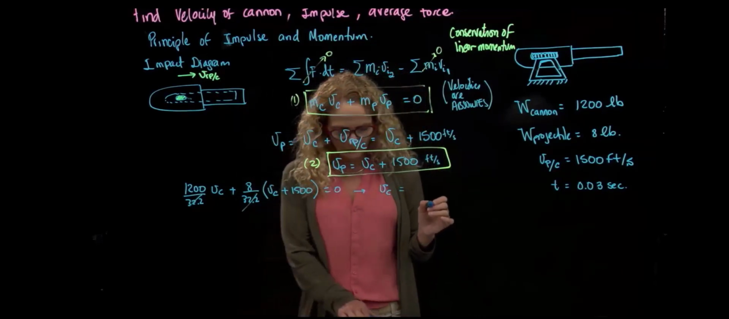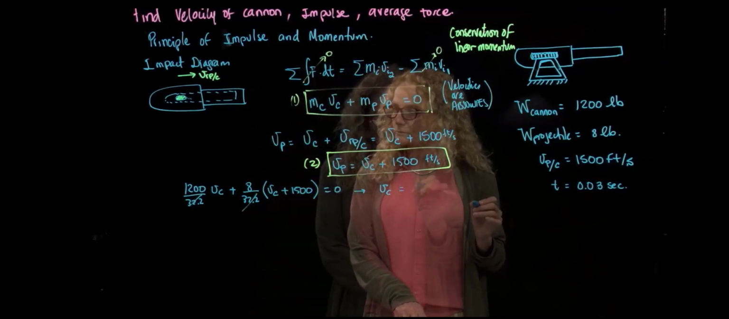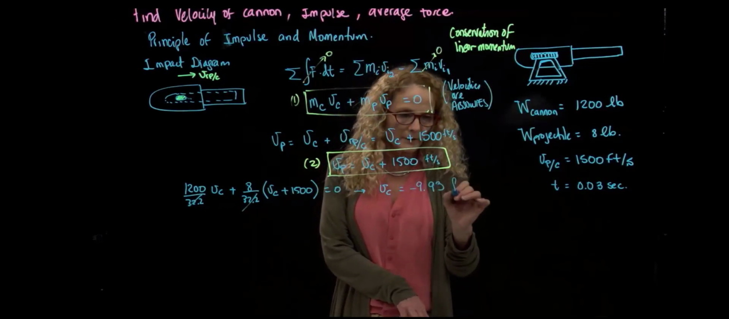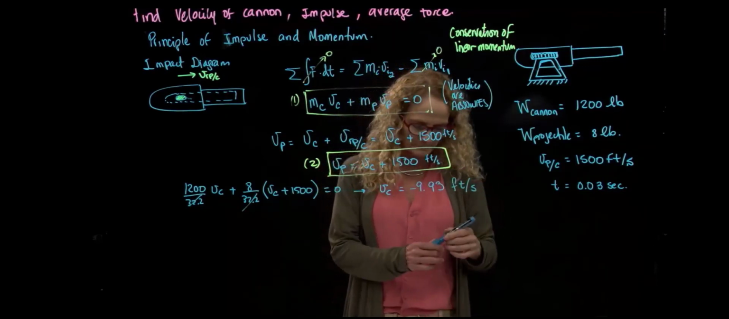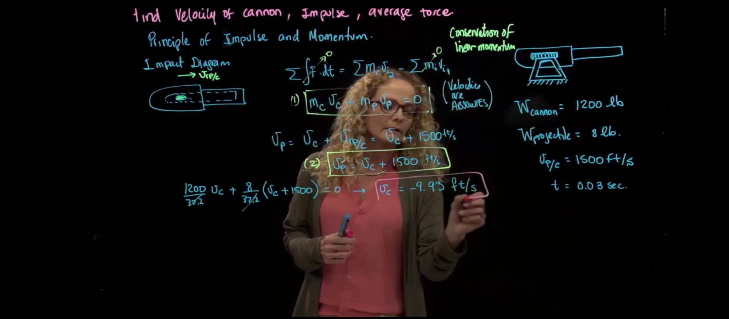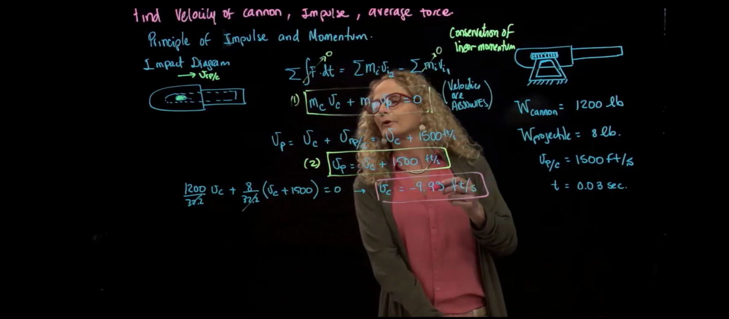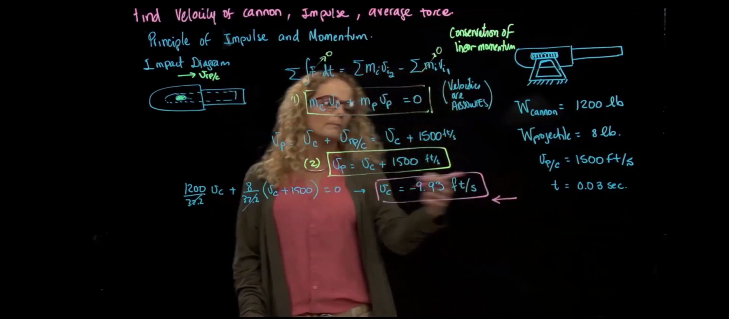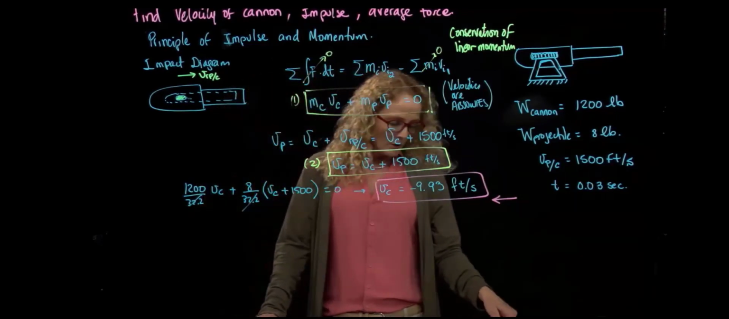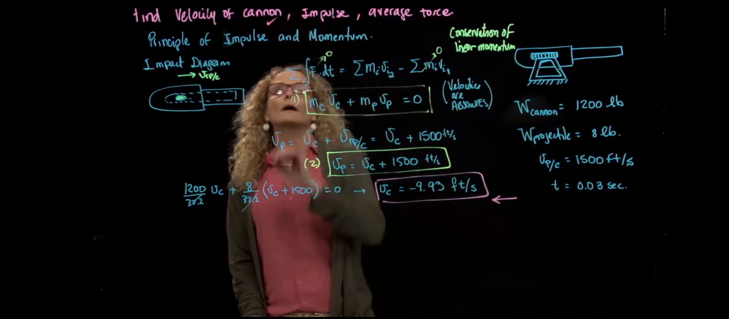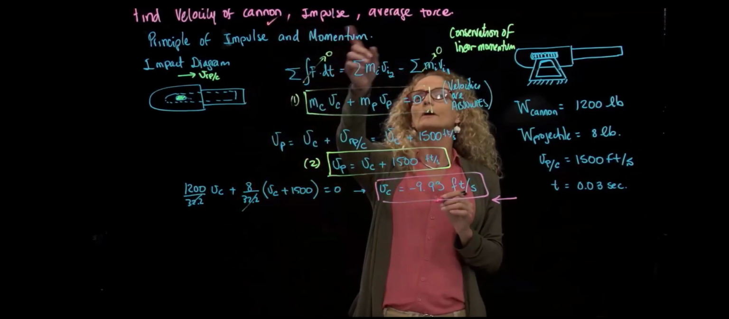Let me write you the number right here: negative 9.93 feet per second. Why is it negative? Because the projectile is going in that direction and the cannon is moving backwards. Okay, so we were able to find the velocity of the cannon. We want to find the impulse and the average force.